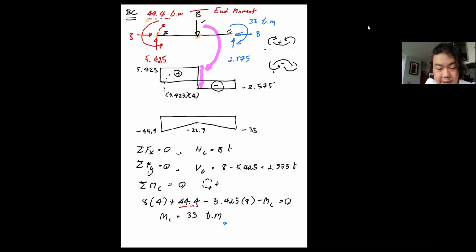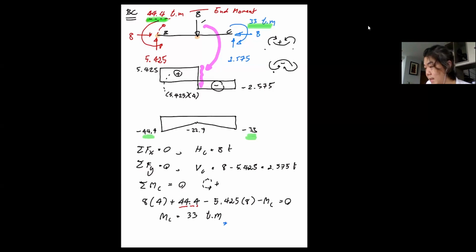Okay. Keep in mind that this is a member in the frame system. So you are very unlikely to ever have a member with ends with 0 moment. Okay. You must be true to the free body diagram that you have. This is the free body diagram that we have. You know that you have this moment. So this value must be reflected on our bending moment diagram. You have this value on the left. This has to be reflected on your bending moment diagram.